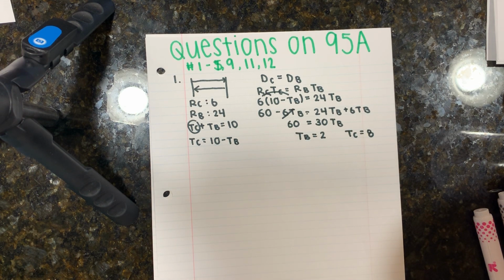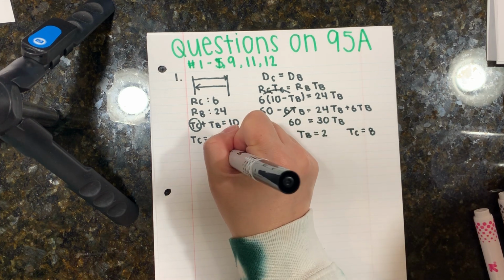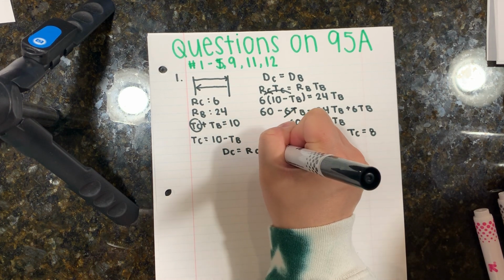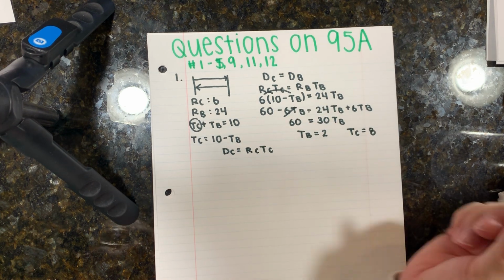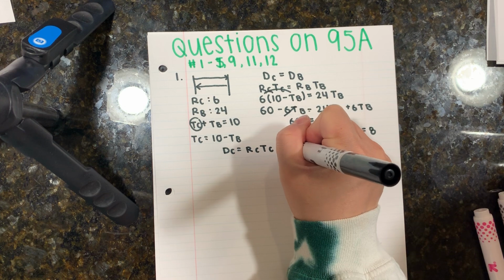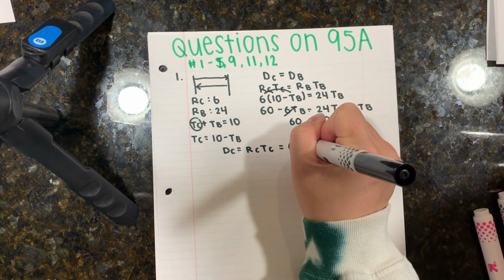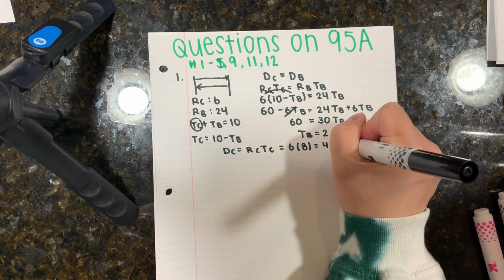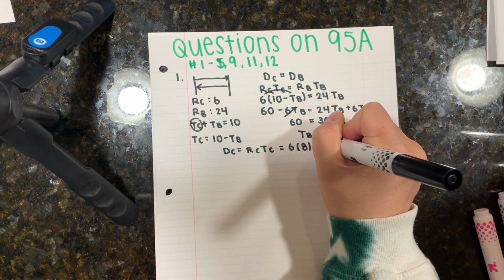And what I'm trying to find is the distance to the campsite. So distance to the campsite is going to be equal to the rate to the campsite times the time to the campsite. And we are given that the rate to the campsite was 6 and the time to the campsite was 8. So our answer is going to be 48 kilometers.